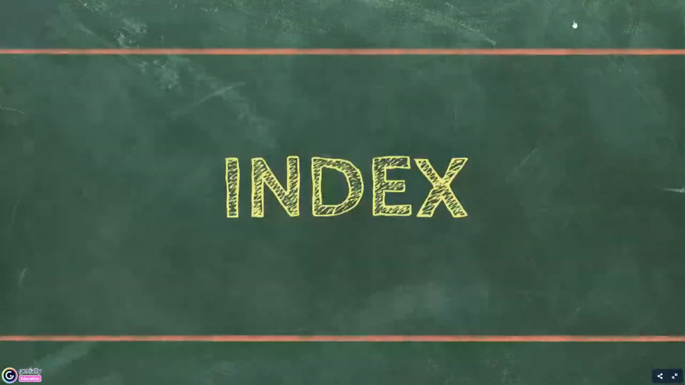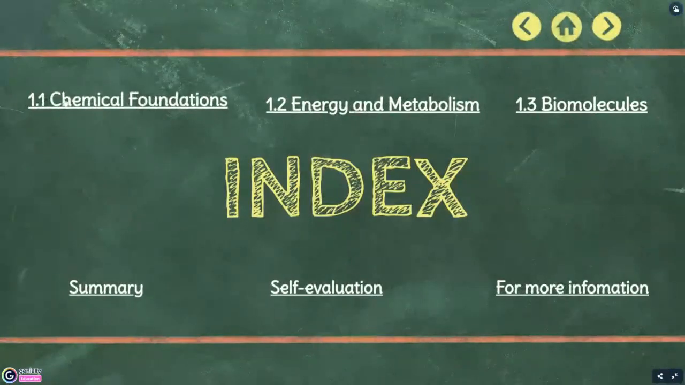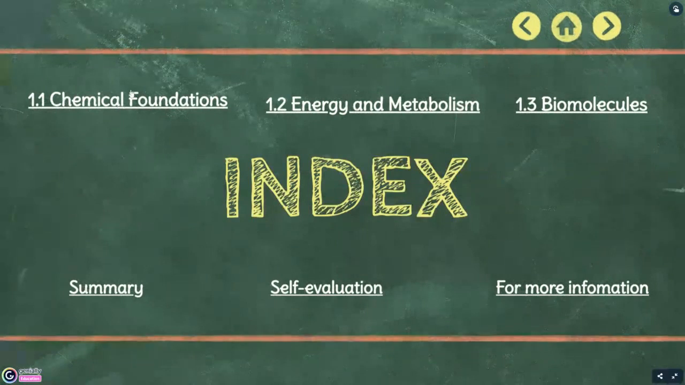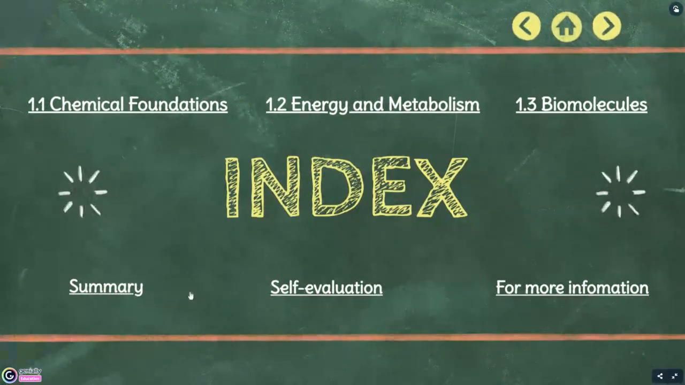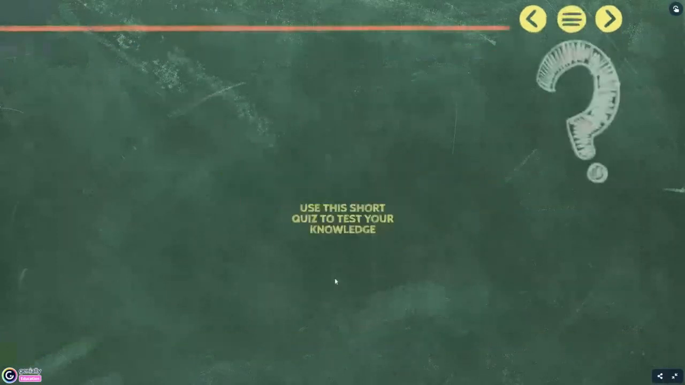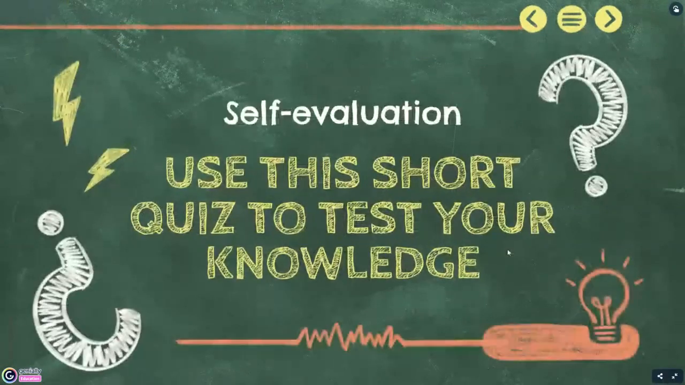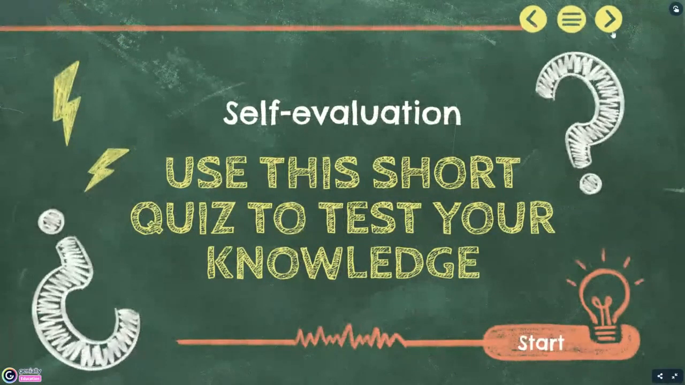This is where you would get all of the information for your quizzes. So when you're working on 1.1, you'll go here. When you're working on 1.2, you can go here. You also have self-evaluation, meaning you can quiz yourself without it being a grade.